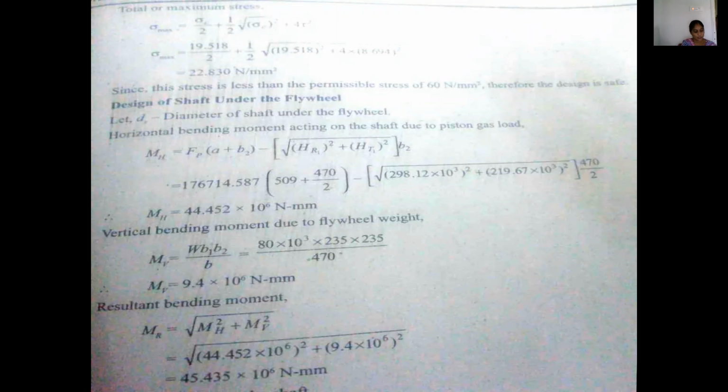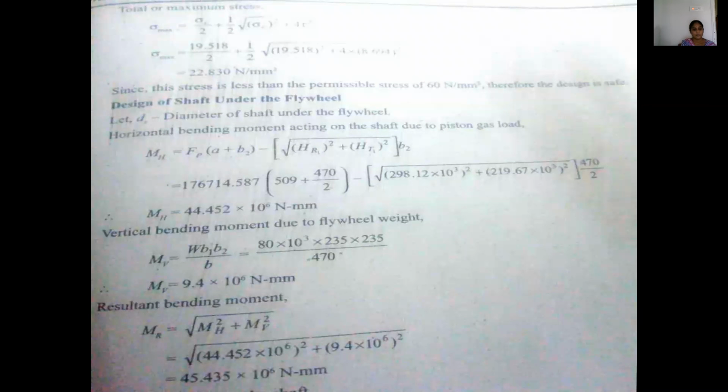MH is equal to 44.452 into 10 to the power of 6 Newton per mm. Okay, after that you will find out the vertical bending moment due to the flywheel weight. Vertical bending moment is nothing but MB is equal to W b1 b2 by b. MB is equal to 9.4 into 10 to the power of 6 Newton per mm.